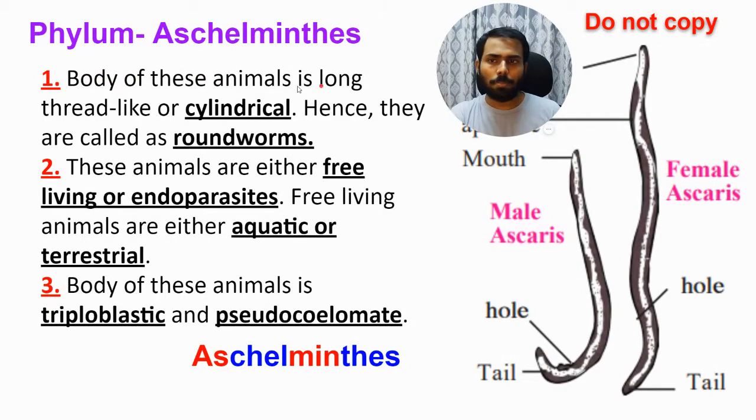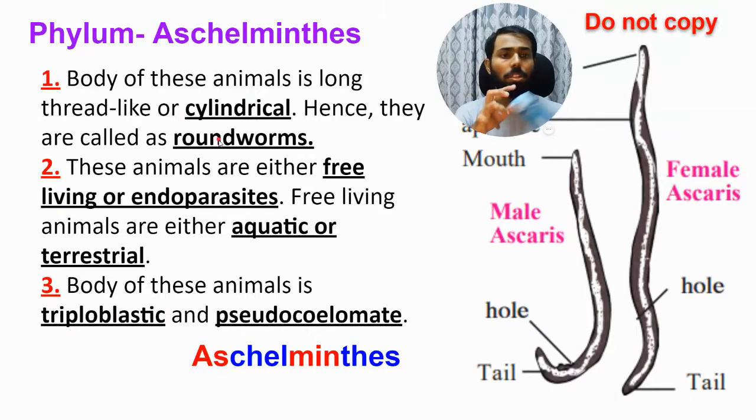So body of these animals is long, thread-like or cylindrical. Okay, hence they are called as roundworms. So helminthes मतलब हम लोग ने देखा था, right? Helminthes मतलब worms. So as का मतलब क्या है? As is made from a Greek word जिसका मीनिंग है राउंड. ओके, बट यहाँ पे राउंड तो है नहीं, यहाँ पे सिलिंड्रिकल है. तो सिलिंड्रिकल है तो इसको राउंड वर्म क्यों बोल रहे हैं?